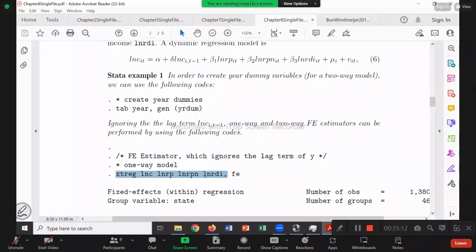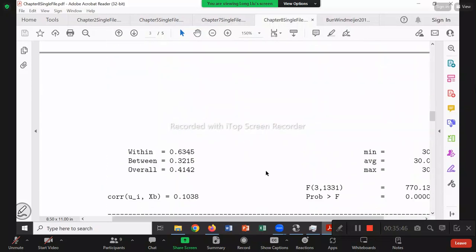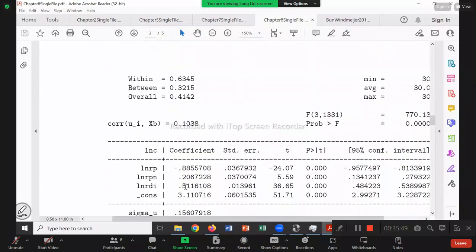Before our computer codes, when we ignore the dynamic issue, when we ignore the lag of y, you can run a panel data model of y on x1, x2, x3, for example, the fixed effect estimator or first difference estimator. Our command will be xt reg y x1 x2 x3, comma fe. So right here, we ignore the lag of y, and our coefficients of x1, x2, x3 are right here.